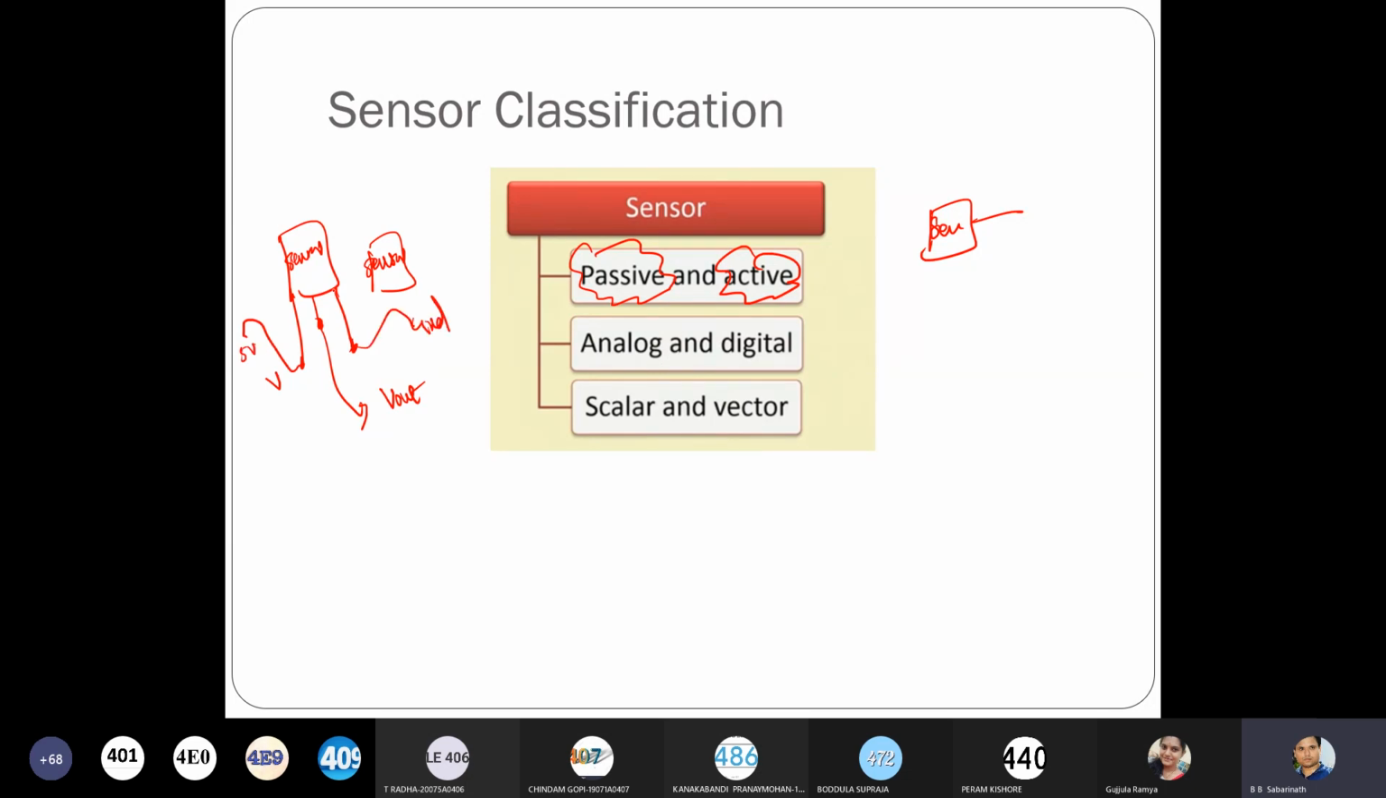So we are giving supply to the sensor. Without giving supply, the sensor won't work. So this is a passive sensor. There are some sensors which are active sensors, which can give the output without having supply.